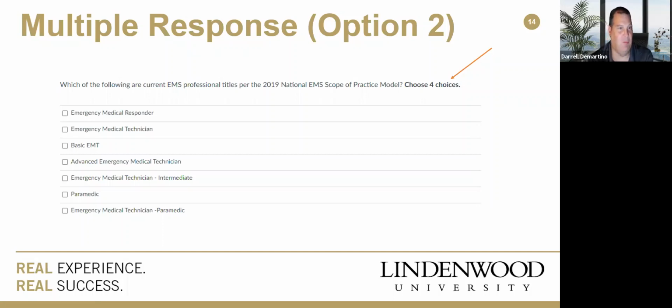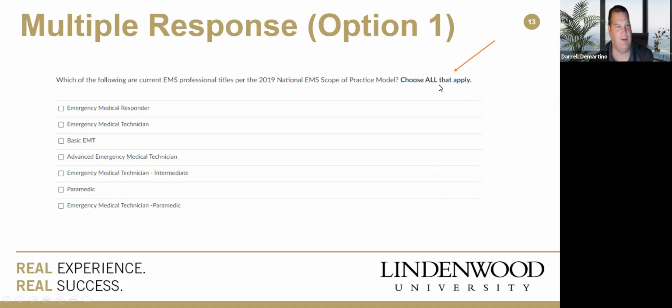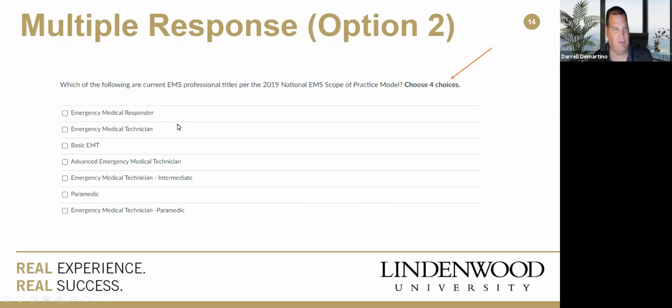I think somebody's more likely to get this question correct knowing there are 4 answers than the previous question. Go back to the previous question where it says choose all that apply, because it's a 2-step procedure: they have to first understand and know the answers for every one of them, and then delineate whether or not they meet the criteria. The National Registry has started adding these types of questions to their exam.